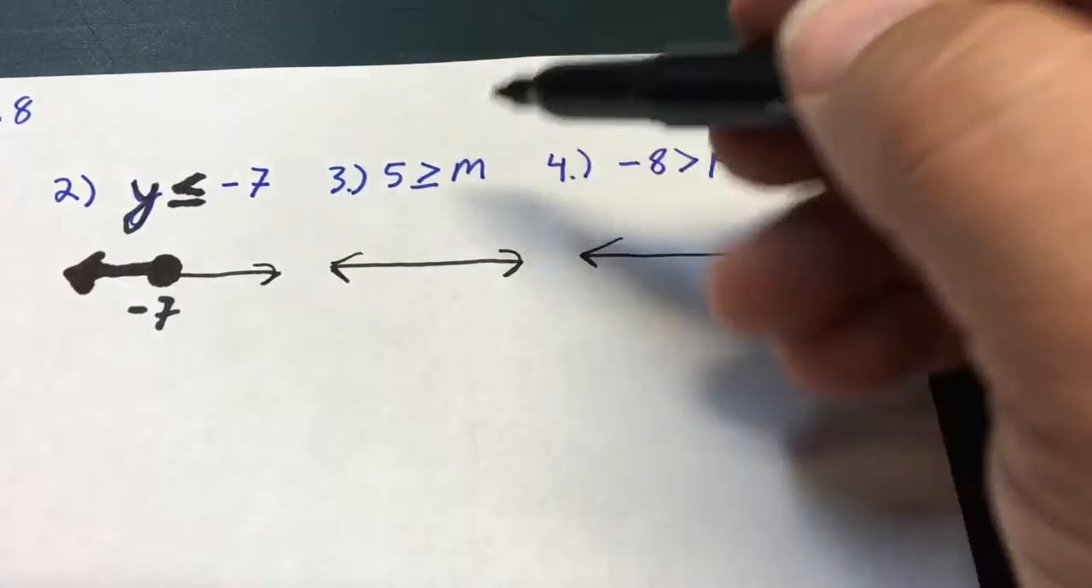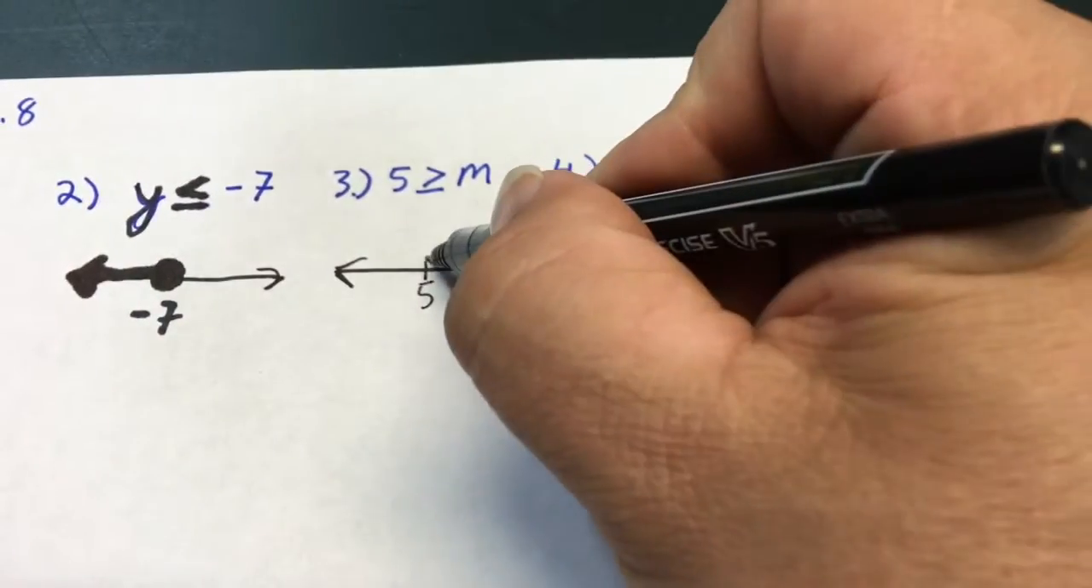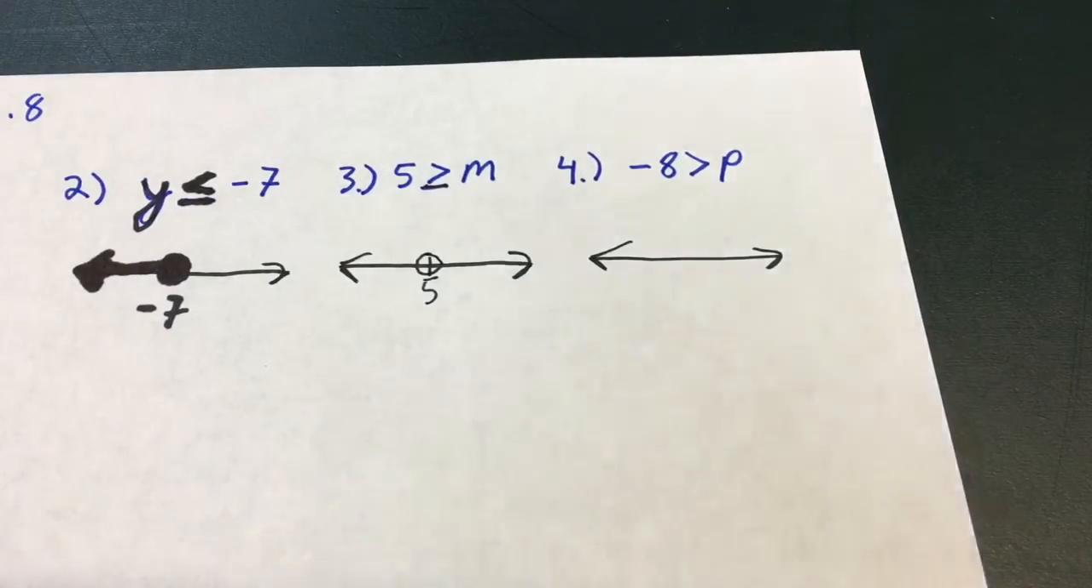Now, this one's a little tricky. Notice the variable is on the right. So I'm going to put a 5. I'm going to put the 5 underneath. That's easy enough. I'm going to put the hash mark there, and then I'm going to put the open circle. Decide whether I fill in the circle or not. It has a bar underneath, so yes, I do fill in the circle.